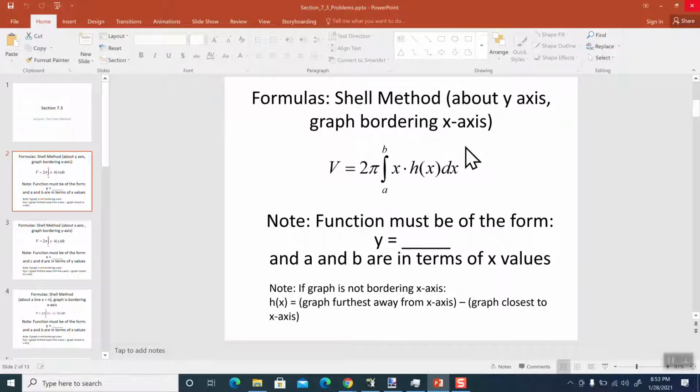If I had a problem where it was here, like this, then you try to avoid the washer situation, right? So you try to go with something that's bordering. So there's a lot of different tips and tricks you'd look for, and which method would be best to set it up.